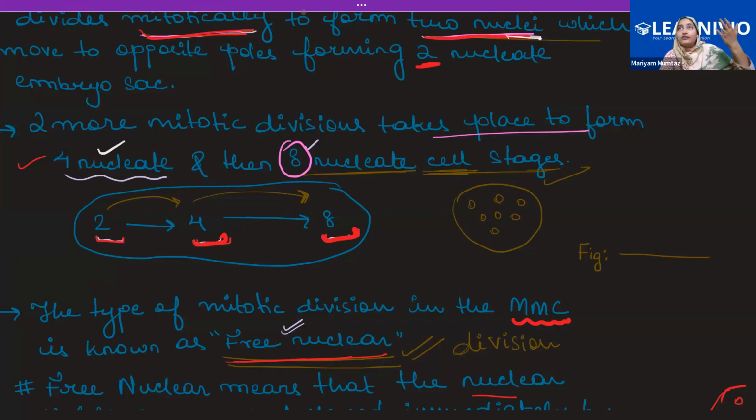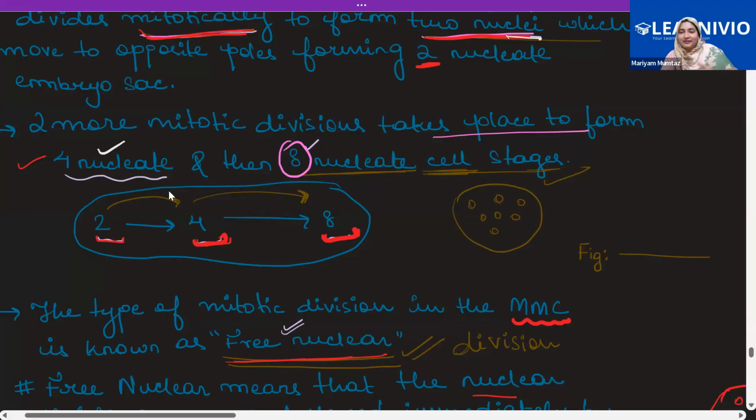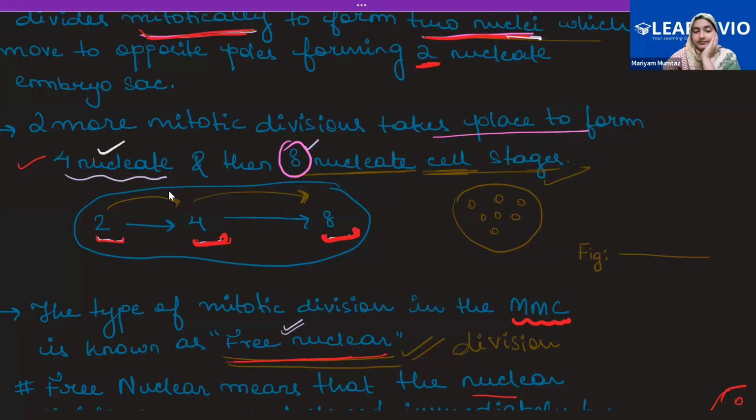If you remember from the cell cycle chapter, every nuclear division is followed by what? Every nuclear division is followed by the cellular division.